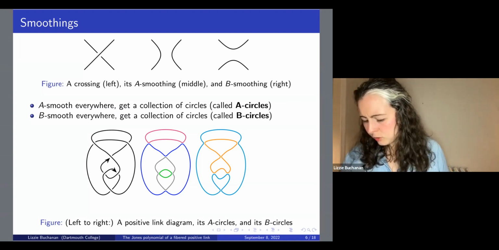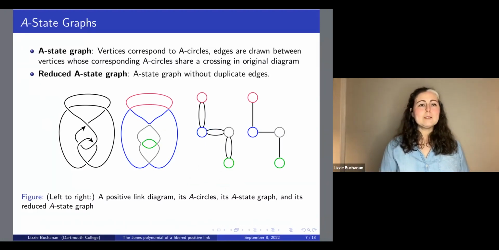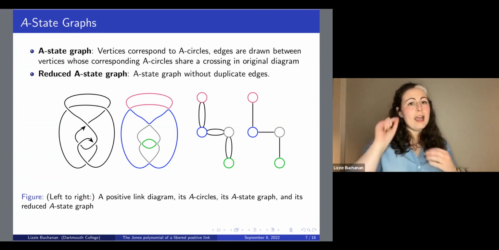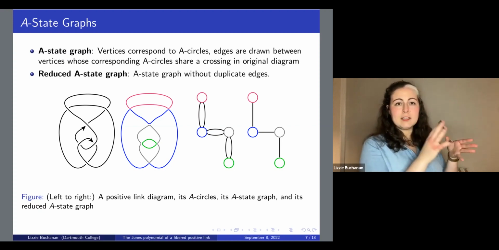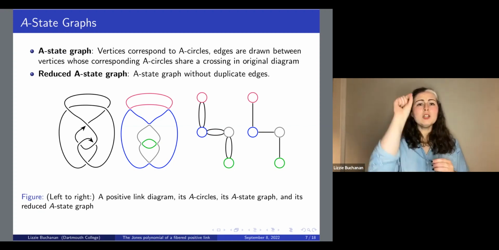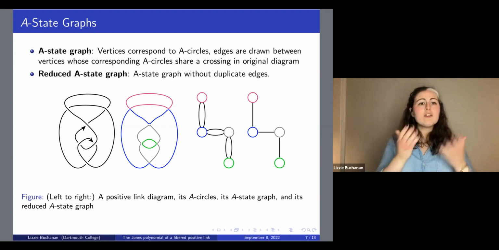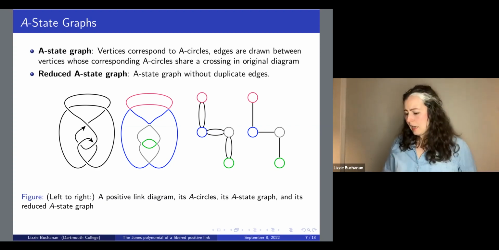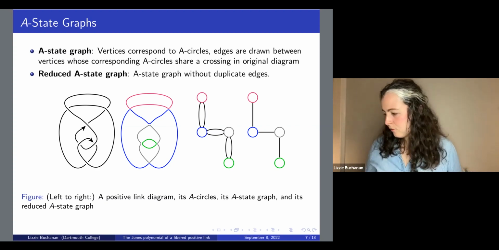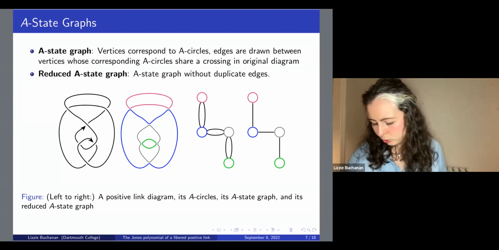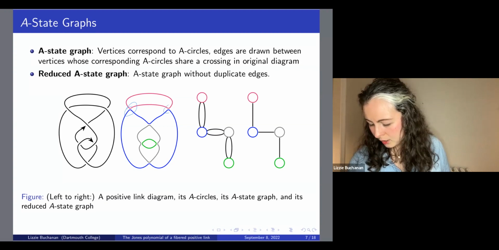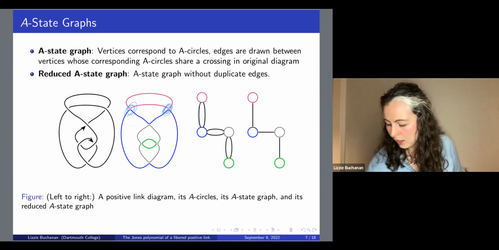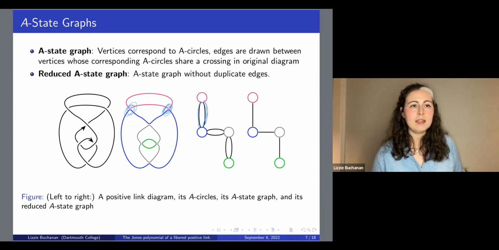So then, focusing in on A smoothings, we can look at the A state graph. What that means is I draw a graph where I have a vertex that corresponds to every A circle that I got in the diagram. Then I draw an edge between vertices every time there was a crossing shared by those corresponding A circles. For this picture, we see, for example, that there are 2 crossings shared by the dark pink circle and the navy circle. So I will have 2 edges in my A state graph.